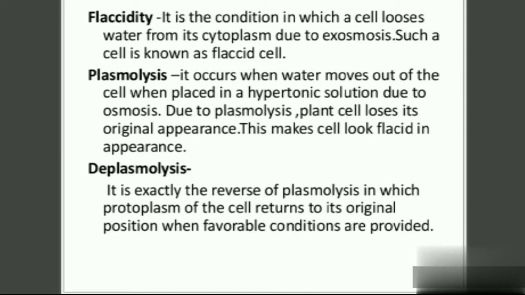Now what is plasmolysis and deplasmolysis? Plasmolysis is a process where the water comes out of the cell. Flaccidity is the condition, the state, whereas plasmolysis is the process in which water moves out of the cell because of a hypertonic solution. When it is placed in a hypertonic solution, students, water goes out of the cell. Due to plasmolysis, the plant cell loses its original appearance. Obviously when the cell shrinks, it will lose its structure and look flaccid in appearance.